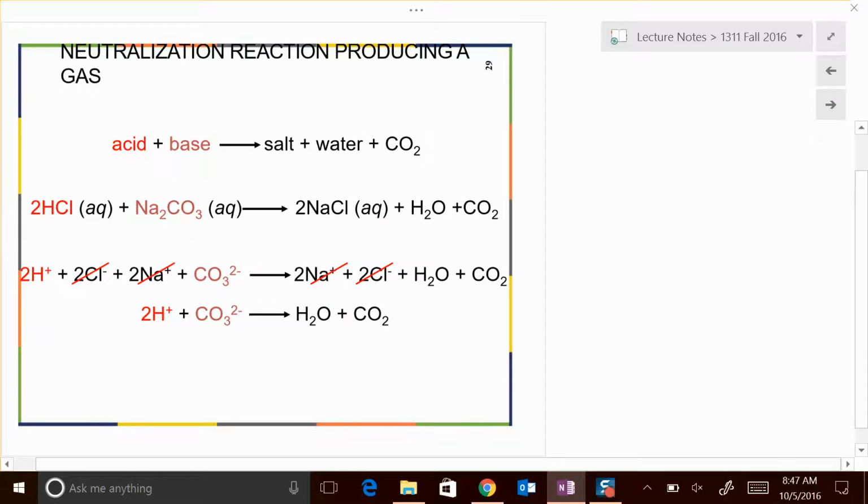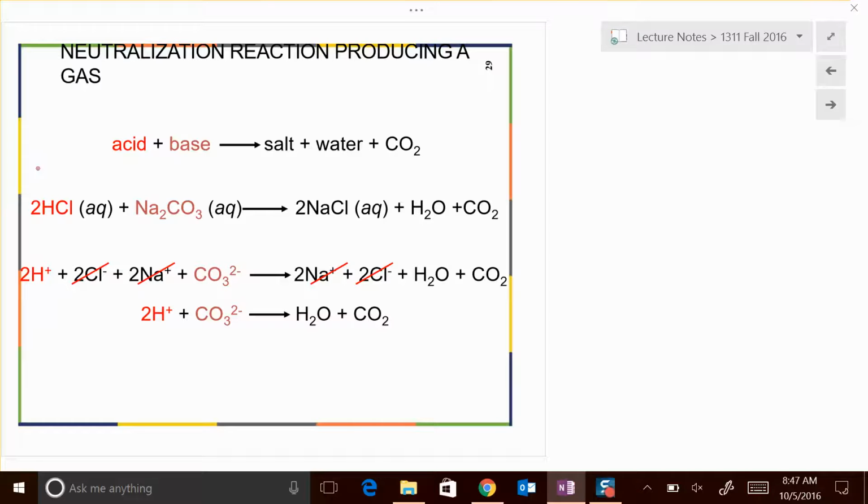Okay. So here, simply, if you react a strong acid with a base, okay, you're going to produce a salt plus water. In this case, we're going to produce one with carbon dioxide because this is a carbonate, okay, and that carbonate is going to decompose into water and carbon dioxide. Okay, so we're going to produce this.